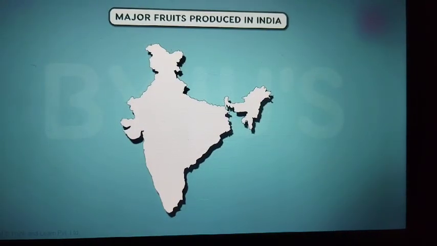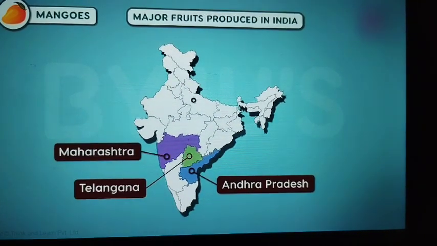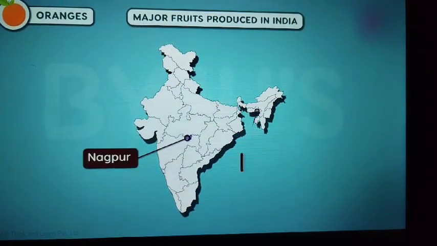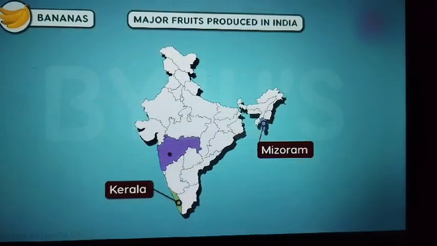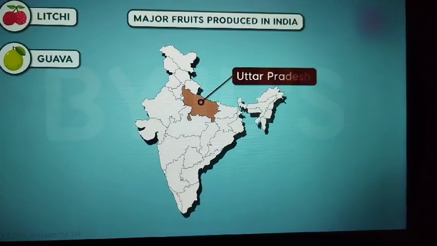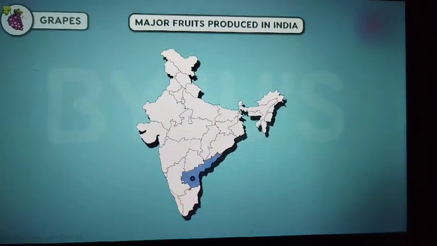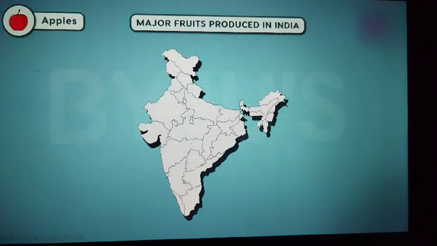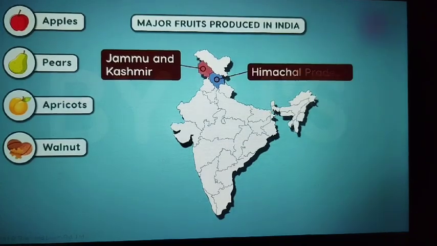The major fruits produced in India are mangoes in Maharashtra, Andhra Pradesh, Telangana, Uttar Pradesh, and West Bengal. Oranges in Nagpur and Cherrapunji in Meghalaya. Bananas in Kerala, Mizoram, Maharashtra, and Tamil Nadu. Lychee and guava in Uttar Pradesh and Bihar. Pineapples in Meghalaya. Grapes in Andhra Pradesh, Telangana, and Maharashtra. Apples, pears, apricots, and walnuts in Jammu and Kashmir and Himachal Pradesh.